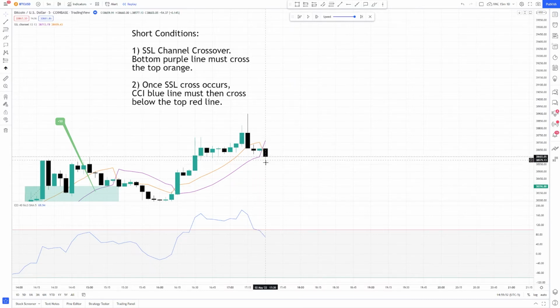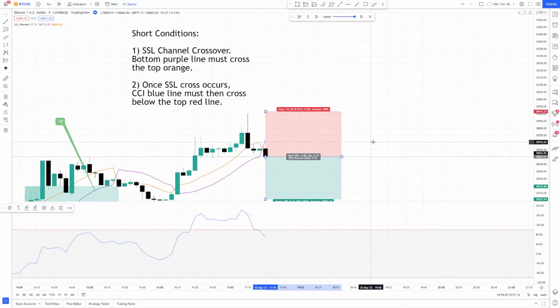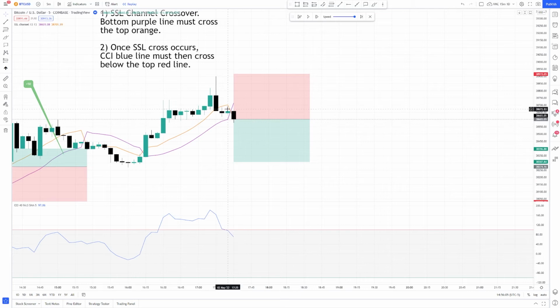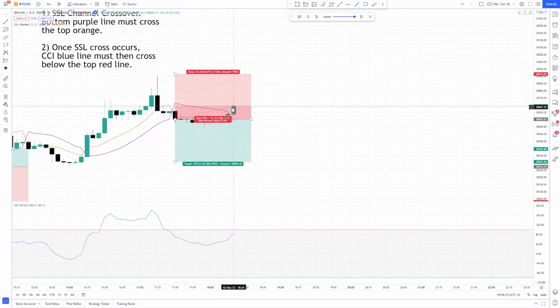And pardon the TradingView lag, we do have an entry condition right here for a short. We would enter on the close of this candle with the stop going just above the prior swing high. No profit target. We'll be waiting to see now the orange line cross back above the top purple line. Okay, we have that here.